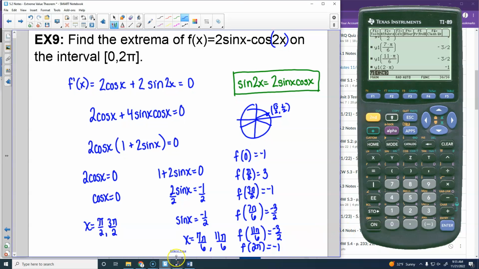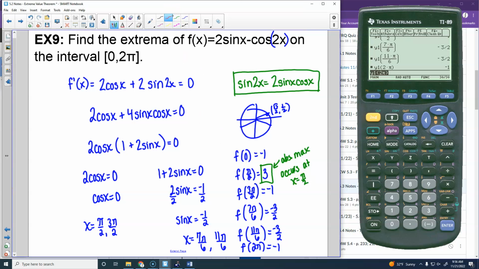Alright, so for this, my highest value that I see right here is 3. So that's my absolute maximum. It occurs at x equals pi over 2.